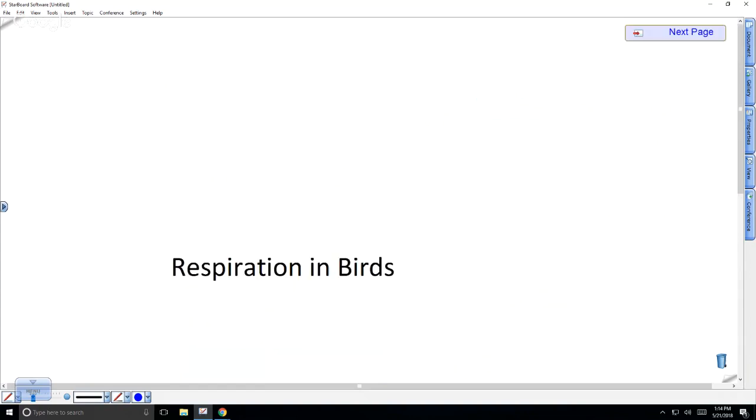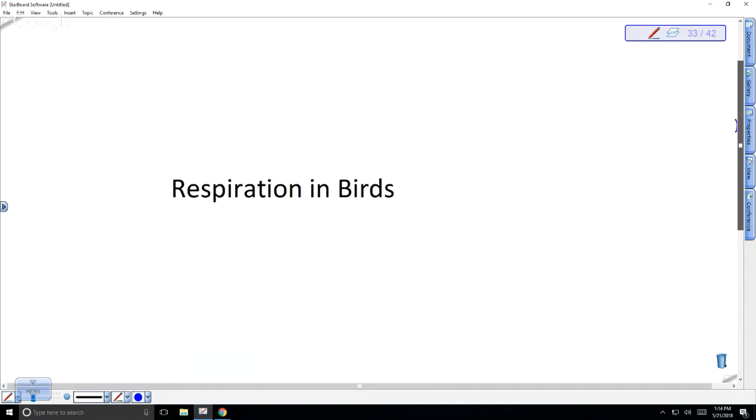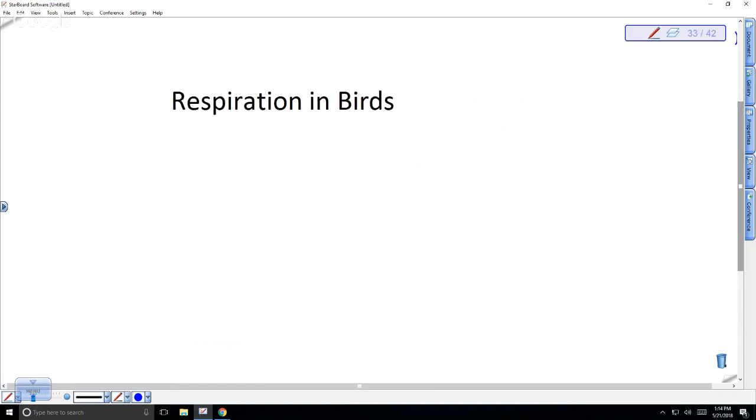So let's look at respiration in birds. Birds are endotherms, so you would think that they have to have a pretty efficient respiratory system, and they actually are more efficient than our respiratory system, right? This is the most efficient system, I would say, and I think physiologists would agree. So it's better than mammals. And the reason for it is that it has a one-way flow of air through the lungs.